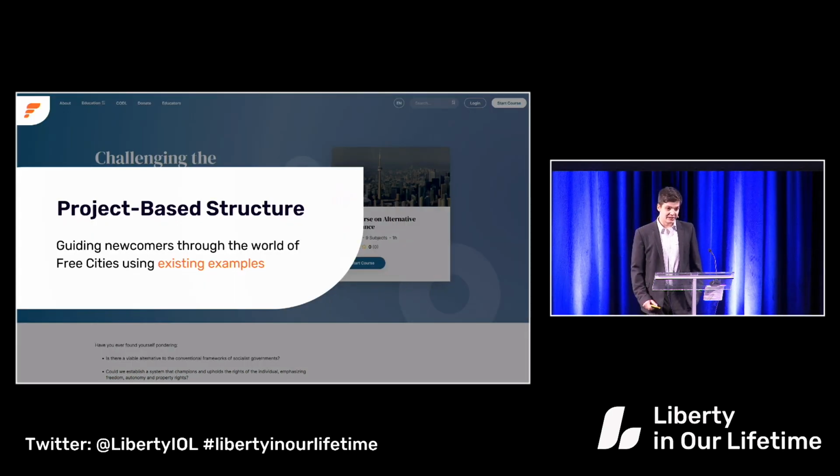The course is not structured around theoretical ideas. The foundation and the conference, Liberty in Our Lifetime, is all about practice, so it wouldn't make sense to make a theoretical intro course. So we've centered the course around chapters that focus on specific projects. Each project illustrates some broader point that applies to free cities and how free cities can help people in the world today.